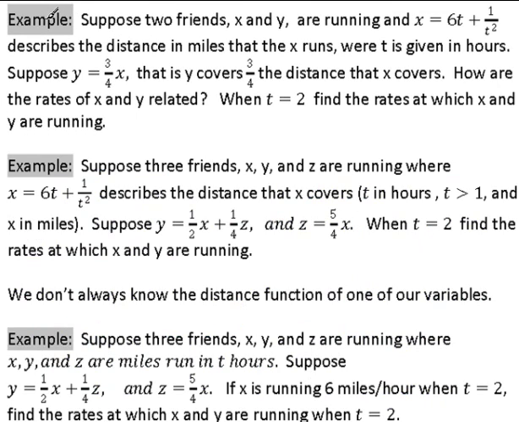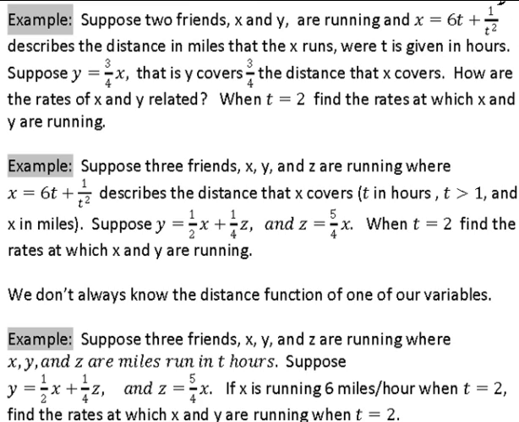Okay, let's continue with these types of examples. So picking up where we left off before, suppose now that we have 3 friends that are running. So before we looked at 2 friends, let's go over this again. We had 2 friends that are running. We knew the relationship between x and t.